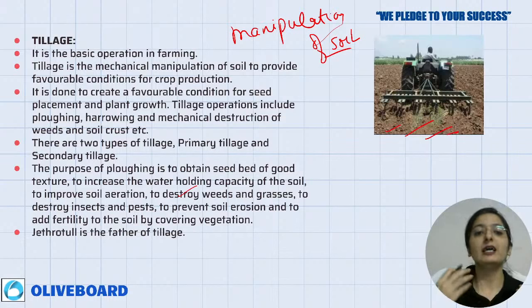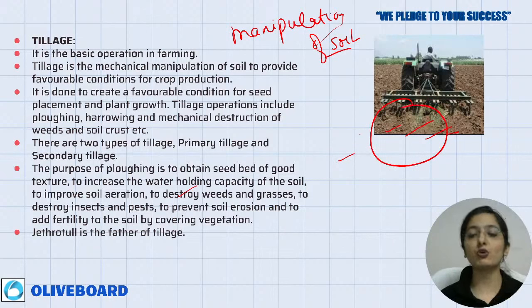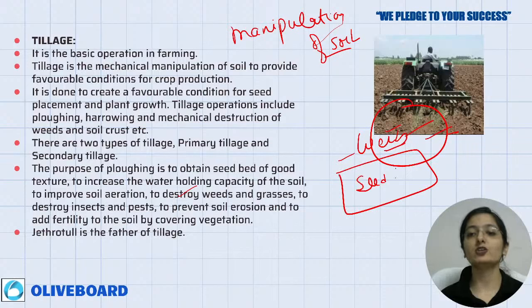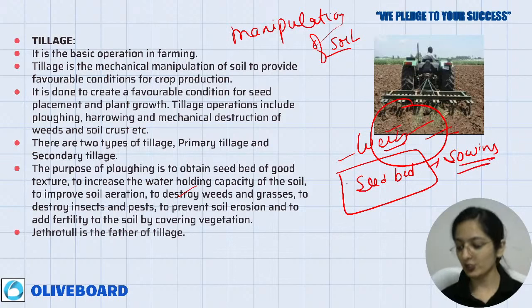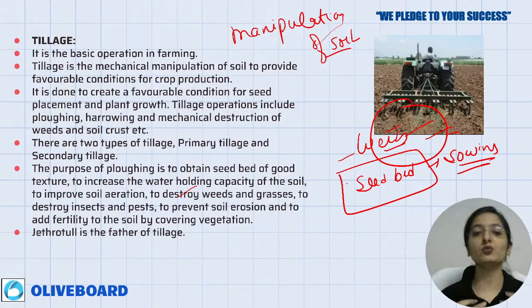You increase the water holding capacity of the soil. You destroy the weeds that grow near the soil, the grasses, the insects, the pests. You prevent soil erosion, and once again your soil is ready with this seed bed to start sowing. Right, you are enhancing the fertility of the soil by doing this particular practice. For tillage to happen, there are different operations that are included in it.